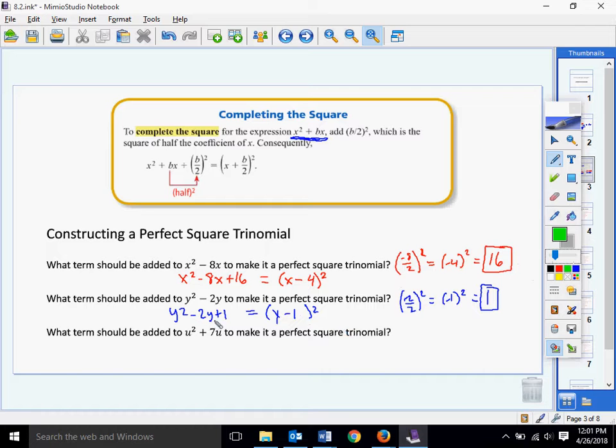And the last one, looking at our b, I get 7 over 2 squared equals 49 over 4. Okay, so I need to add 49 over 4 to make this a perfect square trinomial. So u squared plus 7u plus 49 over 4 would be a perfect square trinomial.